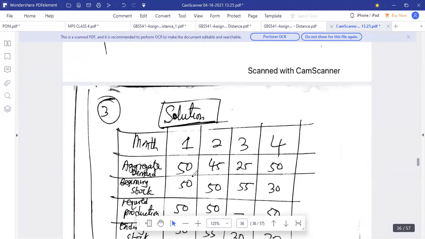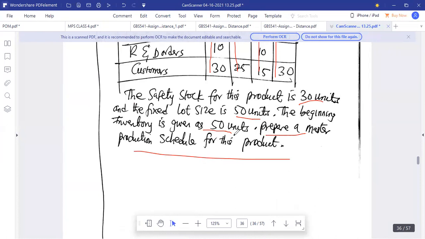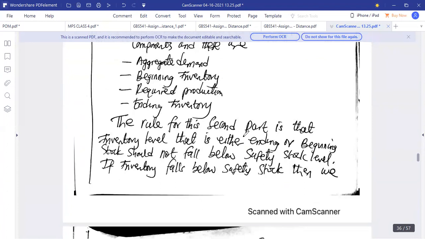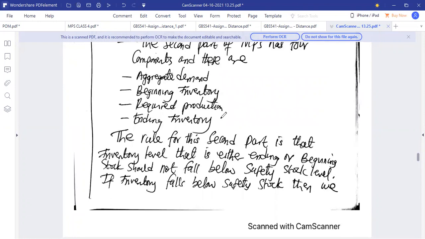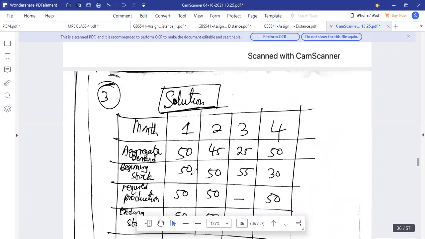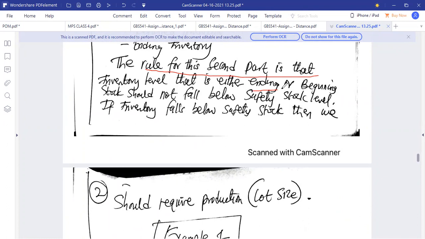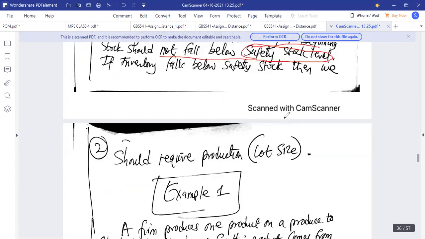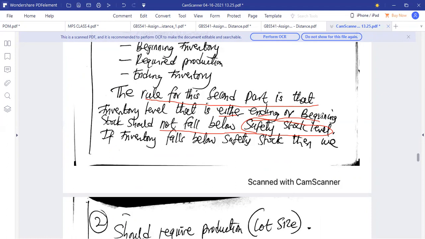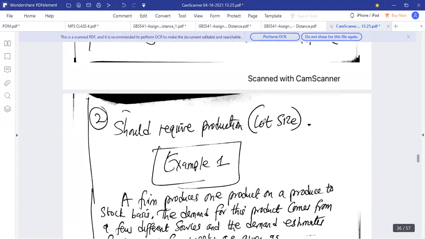Now, beginning stock, you go back to the question. We are following the order that I gave here. So beginning stock, that's the second component. Here the beginning stock is 50 units. Now there's a major rule for this part: inventory level, either ending or beginning stock, should not fall below the safety stock. So safety stock is a guiding point, the limiting factor, so to speak. If that happens, then the firm should require the lot size of production.